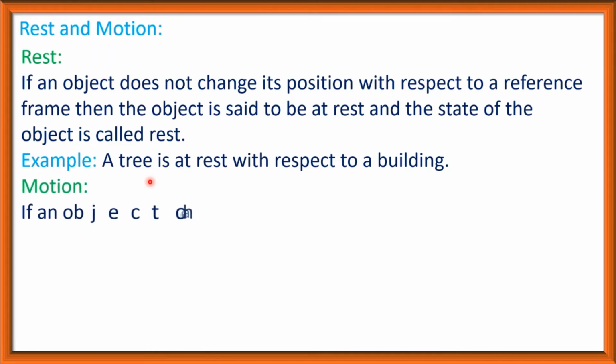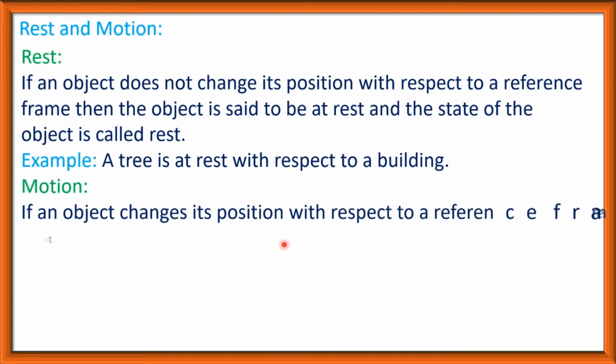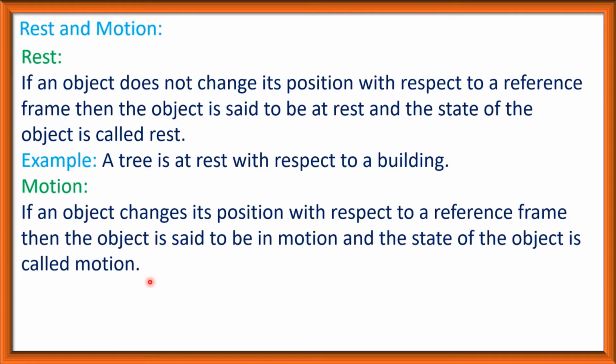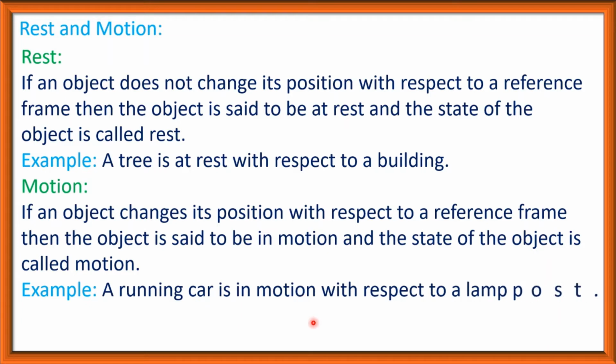Motion. If an object changes its position with respect to a reference frame, then the object is said to be in motion, and the state of the object is called motion. So in this case, the position of the object will be changed with respect to a reference frame, and then the object is said to be in motion and the state of the object is called motion. Example, a running car is in motion with respect to a lamp post.